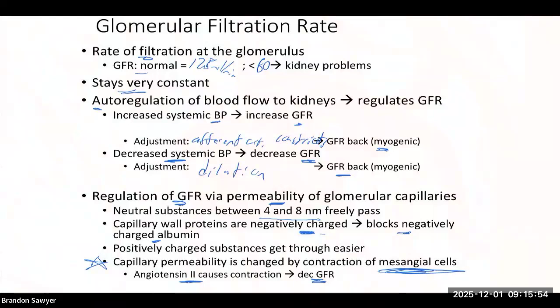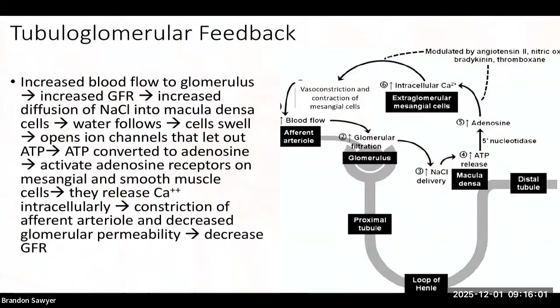Okay, other questions? Okay, so let's look at one more mechanism for changing the concentration of filtrate, and this is known as tubuloglomerular feedback. Tubuloglomerular feedback is kicked off when we have increased blood flow to our glomerulus. This is going to increase GFR, right? So we can go through the steps here.